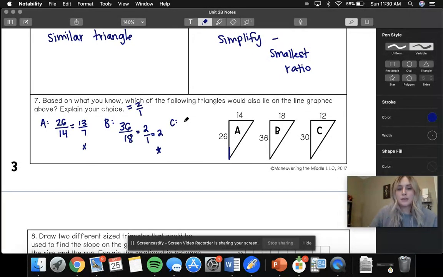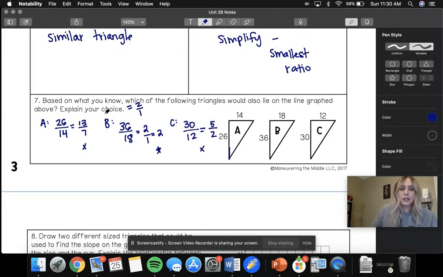This one has a rise of 30 and a run of 12. So when we do 30, ABC, 12, we get 2 and 1/2. Again, slope is a ratio, so we want it to be an improper fraction. So if we hit second ABC, we should get 5 over 2. Okay. Again, 5 over 2 is not equivalent to 2 over 1.